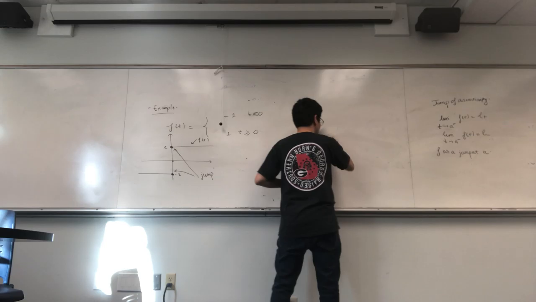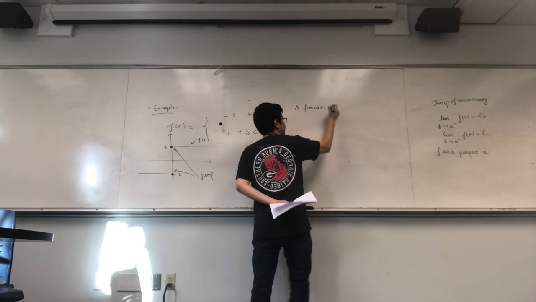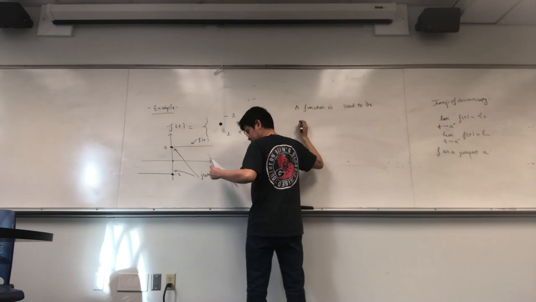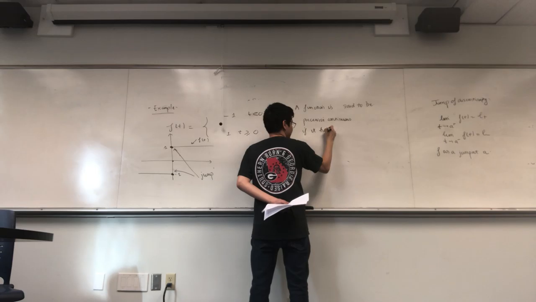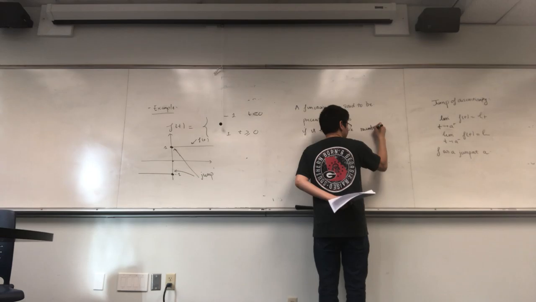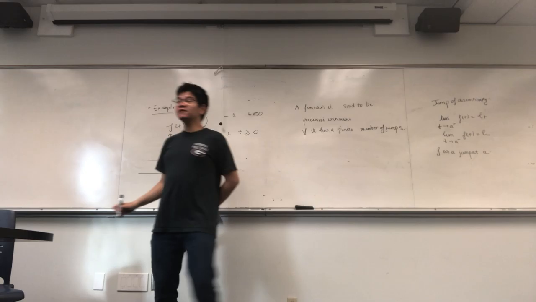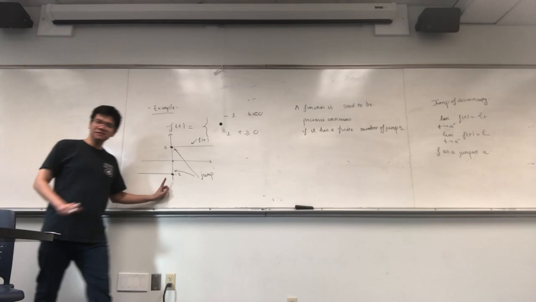Right, so now a function is said to be piecewise continuous if it has a finite number of jumps. So a function is said to be piecewise continuous if it has a finite number of jumps. For instance, this guy is piecewise continuous because it has one jump.